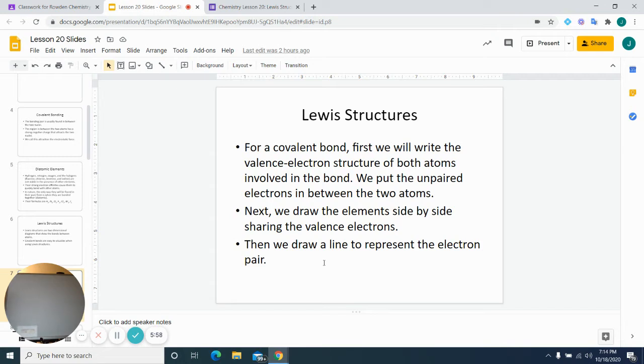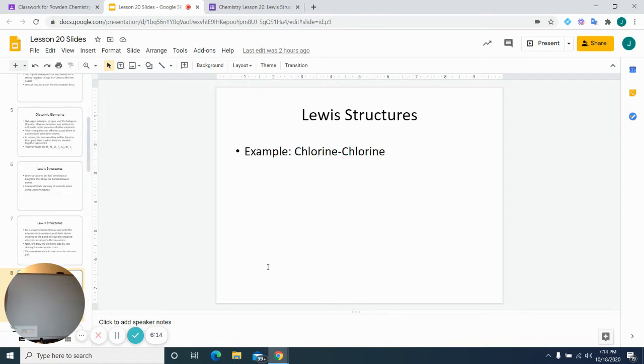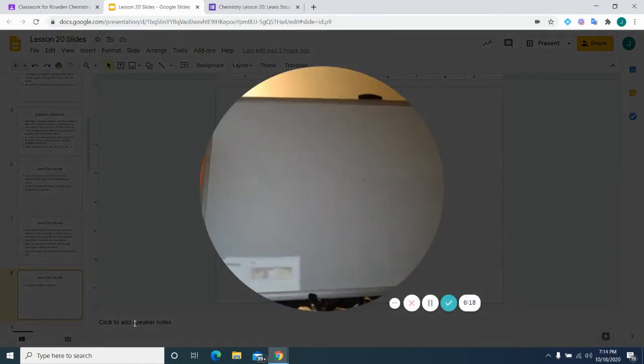Now we're going to draw them next to each other with the unpaired electrons in between the atoms. Then we'll draw them side by side where they can share the valence electrons. Then we draw a line to represent the electron pair. So let's do chlorine and chlorine. I'll do a Lewis structure and go through all the steps.